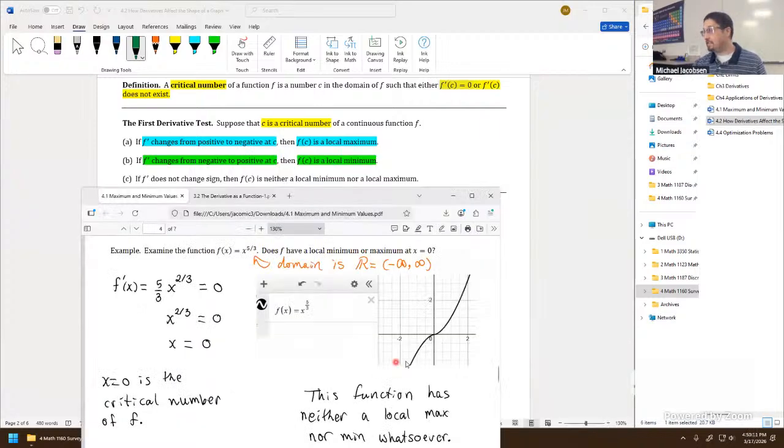This example right here. First we found a critical number right at zero. Then on the left end, the derivative is positive because it's increasing. Here it goes to zero, and then it's positive again. It's increasing still, meaning the derivative didn't change sign whatsoever. And that's why there is neither a local minimum nor a local maximum where the critical number occurred.